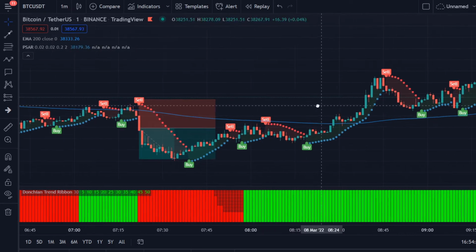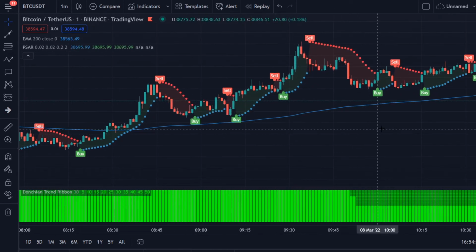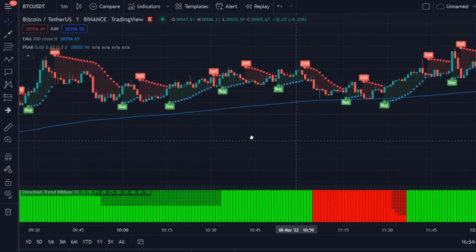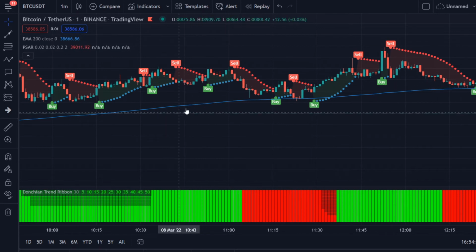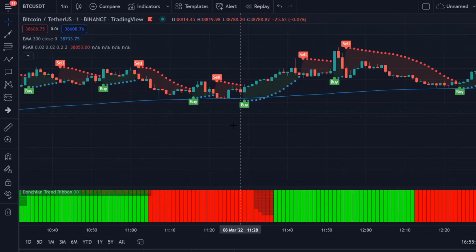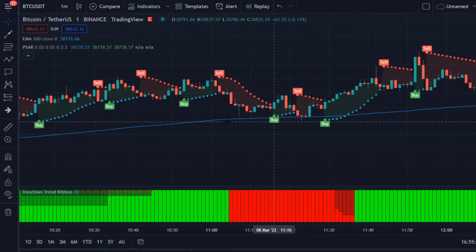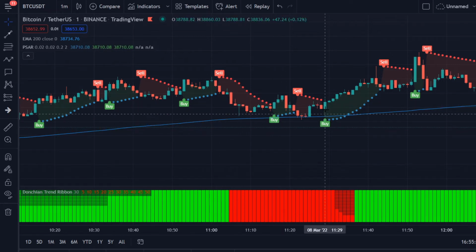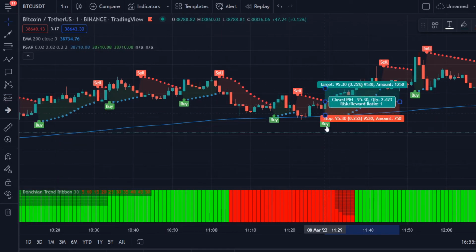Let me show you another trading opportunity. So over here we see that the price is above the 200 exponential moving average, above the blue line. Then we wait for our Donchian trend ribbon to appear, that is about here. And then we are looking for our parabolic SAR indicator, a buy one. And we do not take this one, the first one, but we are waiting for the second one, which is this over here.